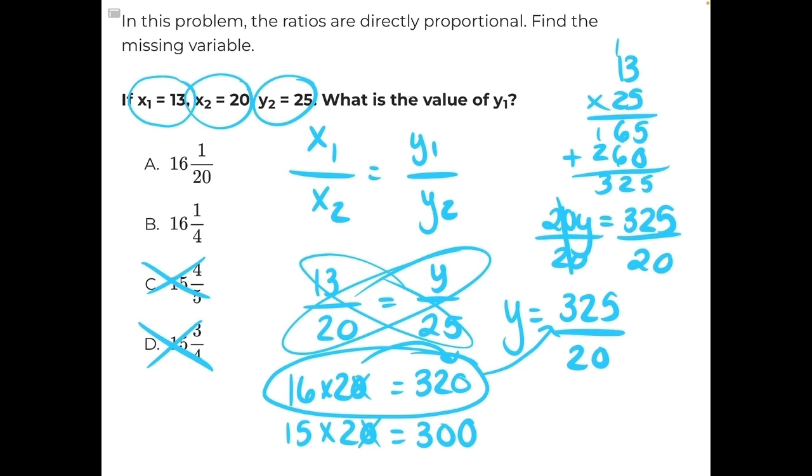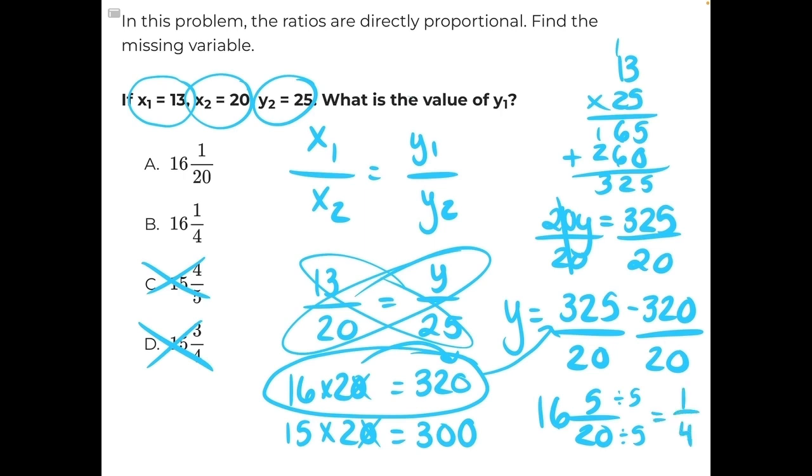When we pull out 16 whole 20ths from this fraction, we will have 5 20ths left over. Then we just need to simplify that down. We can divide the numerator and denominator by the greatest common factor of 5. 5 divided by 5 will give us 1. 20 divided by 5 will give us 4, making our final answer 16 1/4, making B the correct choice.